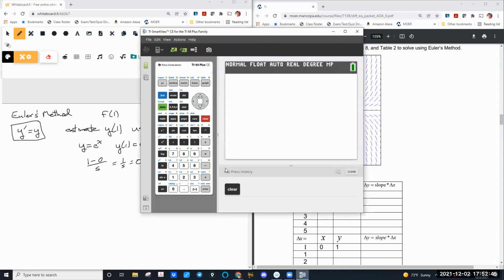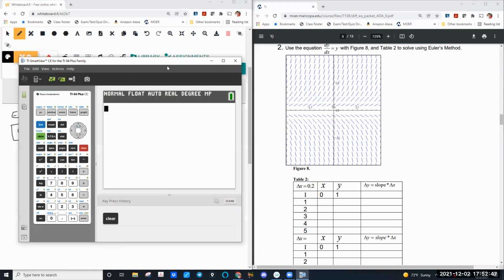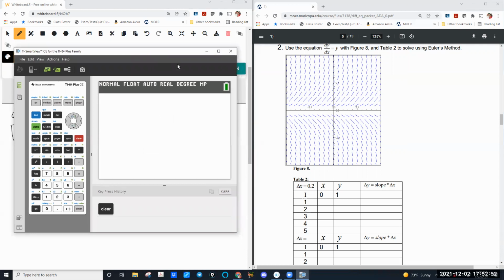And guys, feel free to ask questions because there is usually a Euler's method problem on the exam. We'll use the calculator. I'm just going to write on this worksheet.